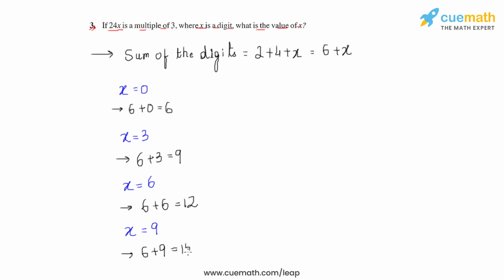Now since it's already mentioned in the question that x is a single digit, we cannot assume any further values for x. Hence, to answer this question, the different values of x would be 0, 3, 6 and 9. So basically this is how we are going to find these values of x, and this is how we are going to answer the third question of this exercise.